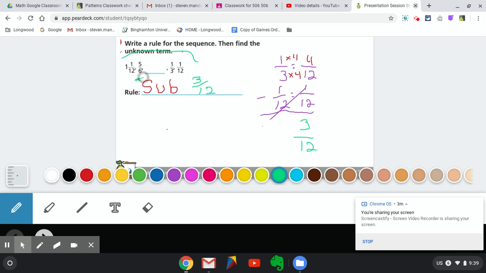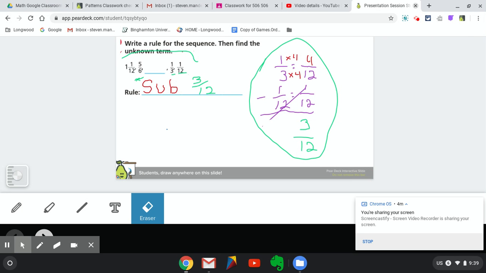So again, we found the operation, which was either add or subtract, by looking from left to right to see if they're getting bigger or smaller. In this case, the numbers are getting smaller, so that's how we got subtract. And then to find the number that went along with it, we subtracted any two numbers that are next to each other. So I chose 1/3 and 1/12. They are next to each other, and my work is over here on this right-hand side to show that subtraction.